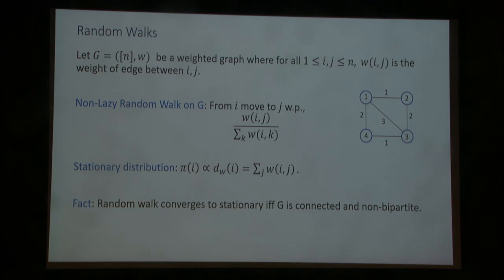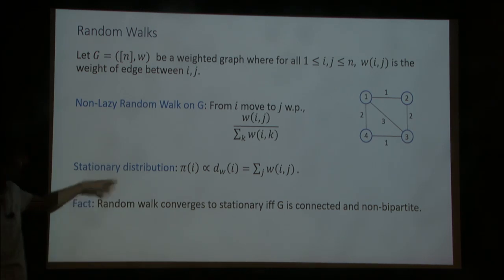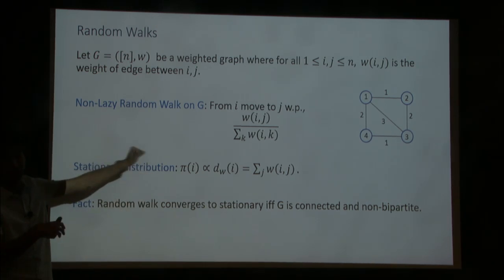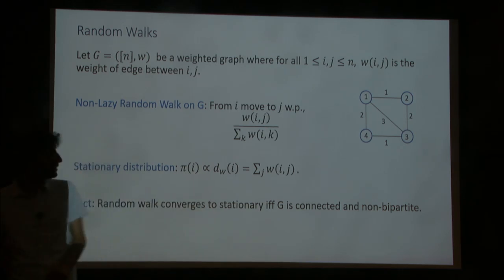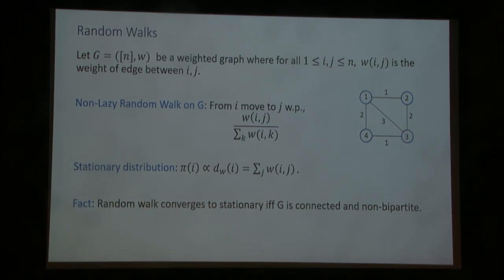Then, if you run this random walk, it converges to a stationary distribution, assuming some connectivity. So it must be connected and non-bipartite. Assuming those, it's going to converge to a stationary distribution where the probability of every vertex is proportional to its weighted degree. Okay? The non-bipartiteness is not so important. You can usually relax it by adding some self-loops. You can add a self-loop at every vertex, which makes the random walk slightly slower, but then you're going to converge to the stationary distribution. Okay, so that's about random walks.